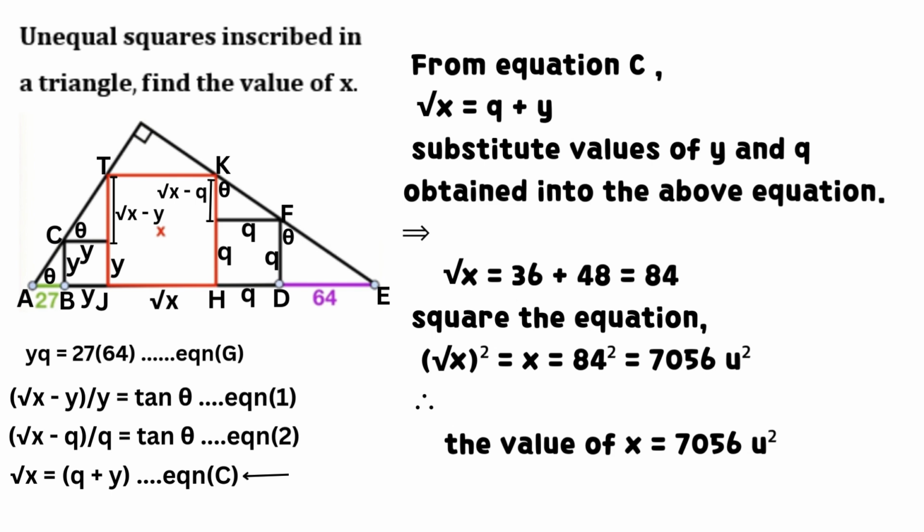Square the equation and we have that the square of the square root of x, which equals x, is 7056 square units, as shown on the screen. Therefore, the required area of the red larger square, x, equals 7056 square units.